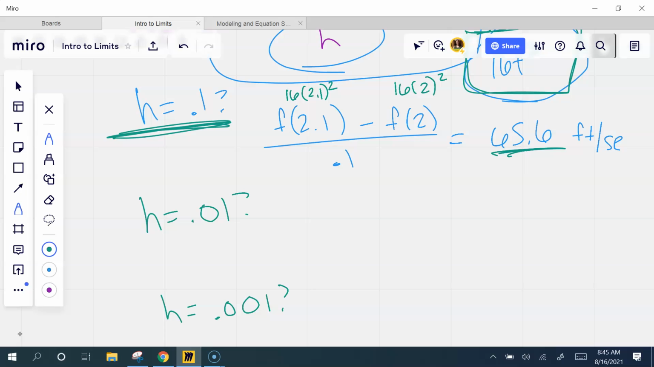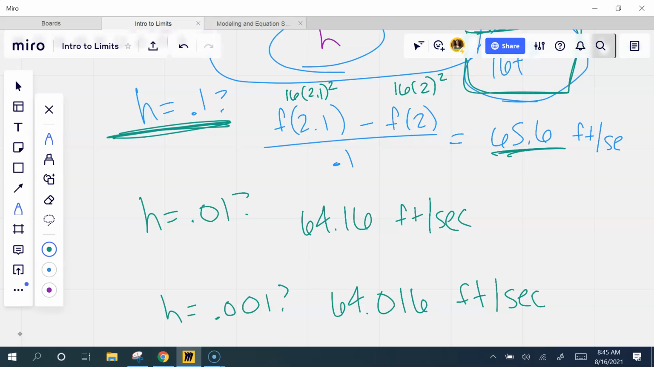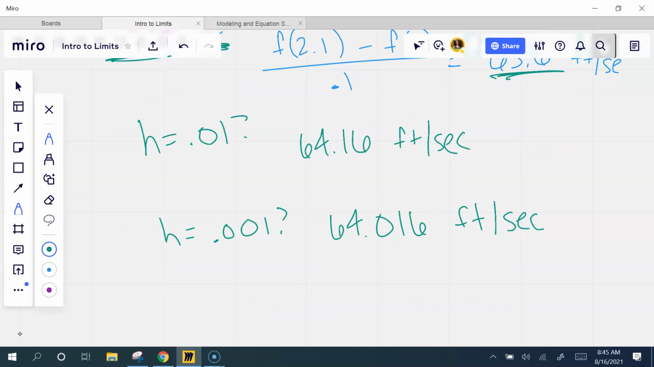Ooh, Princess is getting closer to 64. What y'all get for 0.01? I get 6.4. Hold on, for 0.01, I got 64.01. Okay, if you're still working through that, in fact, you are correct. If I took this out all the way to 0.0001, I would actually get 64.00016.